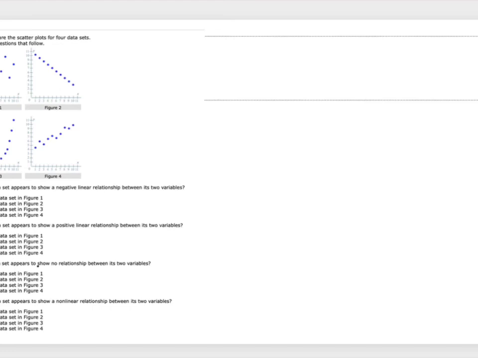Which data set appears to show no relationship? Well, that's the one that's very scattered. So that's going to be figure 1. Okay, which data set appears to show a nonlinear relationship? It's not a line. And that is figure 3.